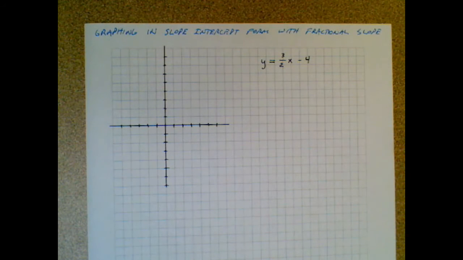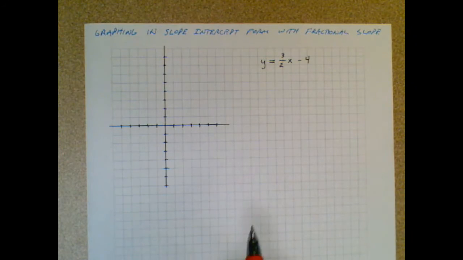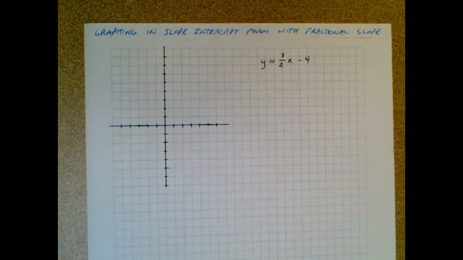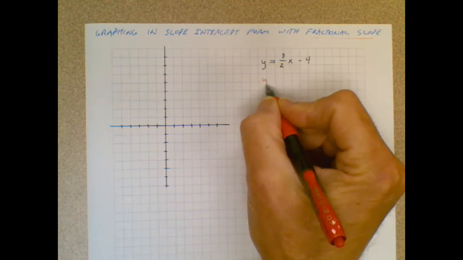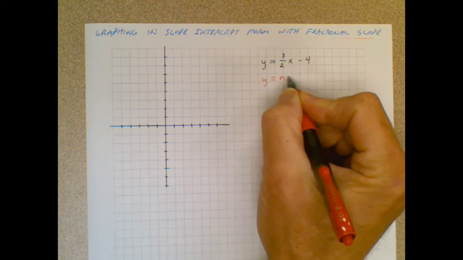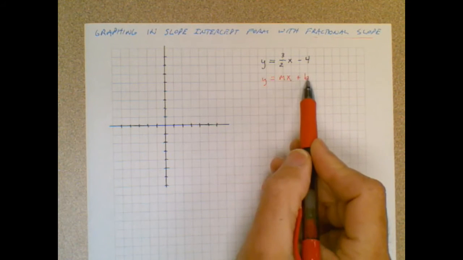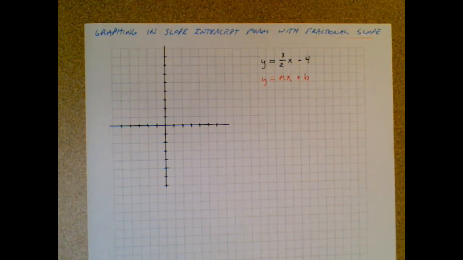Hi, this is Mr. Hewland, and we're going to work on the Aleks concept of graphing in slope-intercept form when we have a fractional slope. So you already know that we are in the form of y equals mx plus b, where the m represents the slope and the b represents the y-intercept.